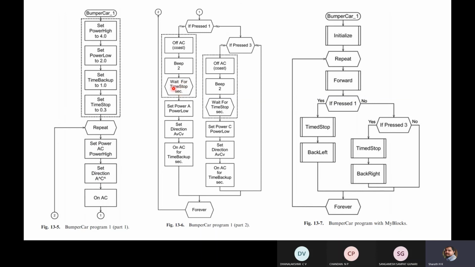During initialization, you have already set the time stop, that is 0.3 seconds. So when the bumper touches an obstacle, motors will be switched off, there will be a beep sound, then it will stop and wait for 0.3 seconds. These are the initial steps. After that, set power A, power low. Initially it was at 4, now the power will be reduced to 2. That means the speed of the robot will be reduced.